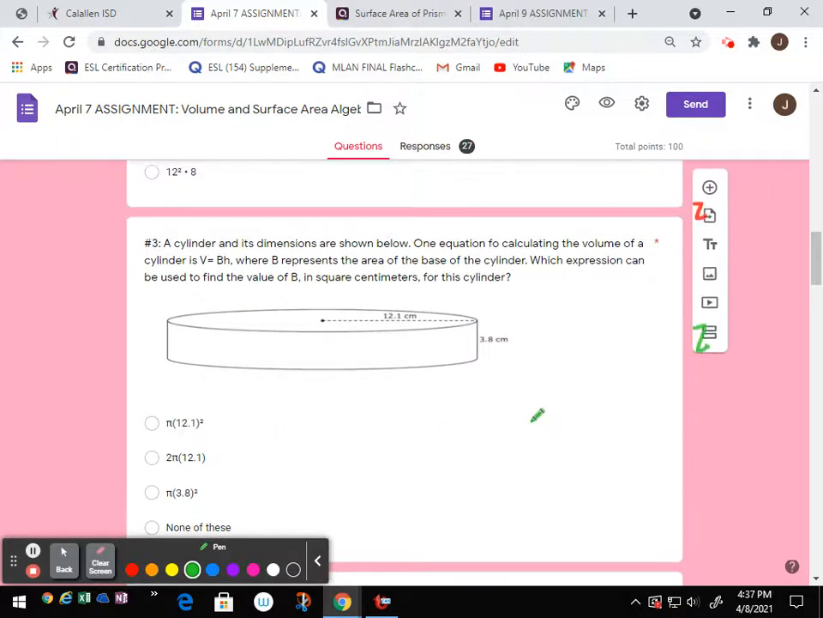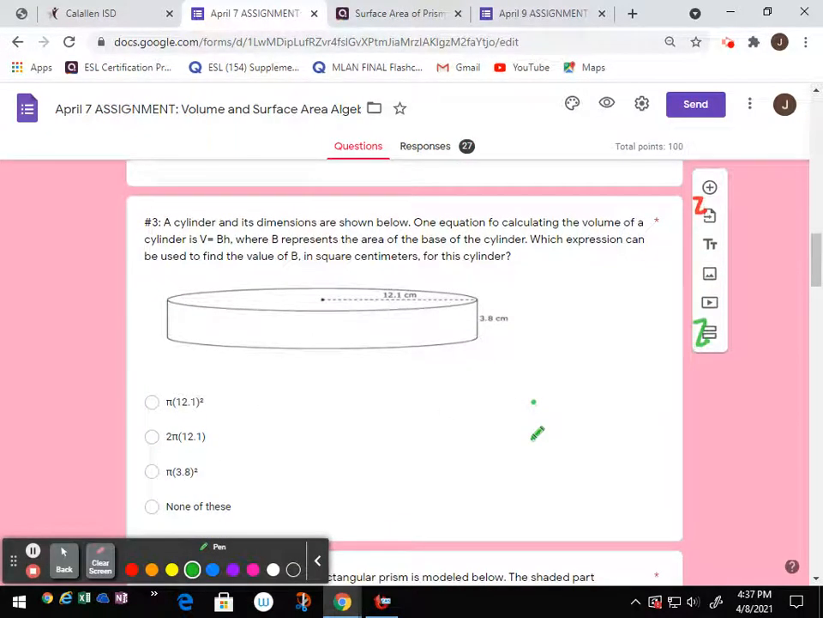All right, the next question we're going to do is number 3. Number 3 says, a cylinder and its dimensions are shown below. One equation for calculating the volume of a cylinder is V is equal to big B times the height of the 3D shape, where big B represents the area of the base of the cylinder. Which expression can be used to find the value of B? So we want to find the area of the base. That's what we're finding for this cylinder.